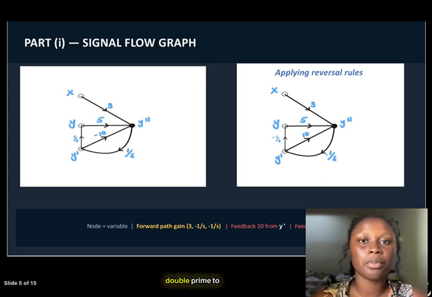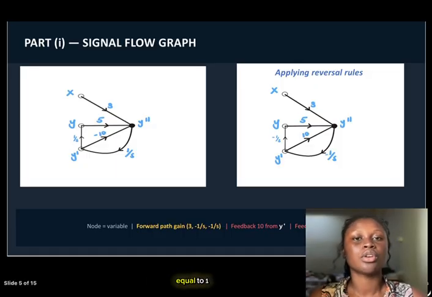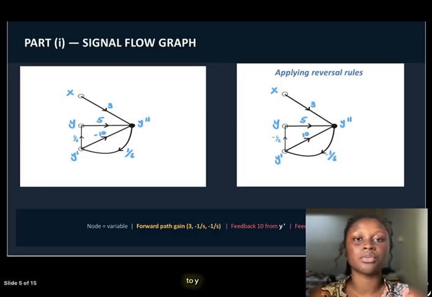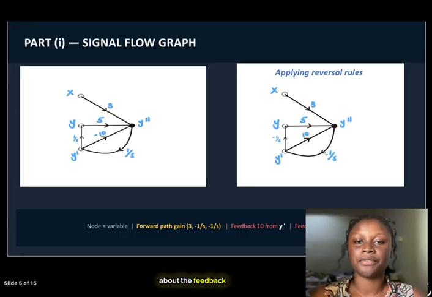Now, from y double prime to y prime and from y prime to y, we have integrators. And in the frequency domain, we have our integrator's gain being equal to 1 over s. So from y double prime to y prime and from y prime to y, we have the integrator gain being 1 over s. Now, let's talk about the feedback.